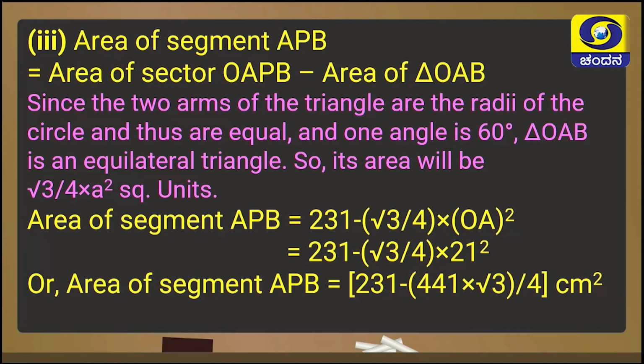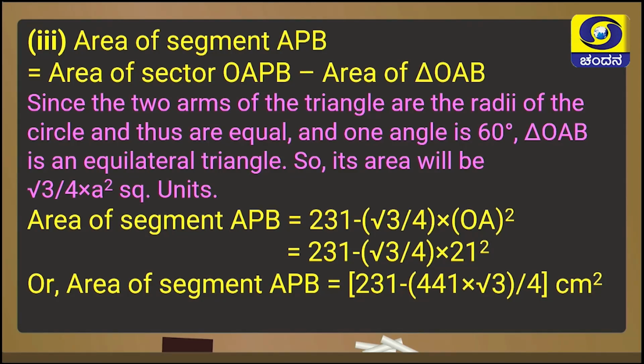We know the formula to find the area of an equilateral triangle, that is root 3 by 4 into a square. A means the length of the side of the triangle. Here the length of the side is the radius of the circle, that is 21 square. So, area of segment APB equals area of sector that we found in the second part of the same question, that is 231, minus root 3 by 4 into OA square, meaning radius square, that is 21 square.